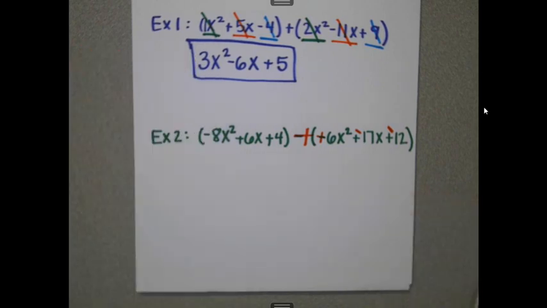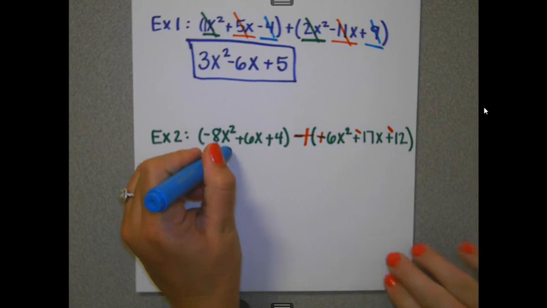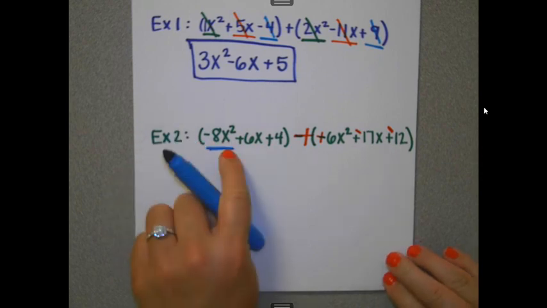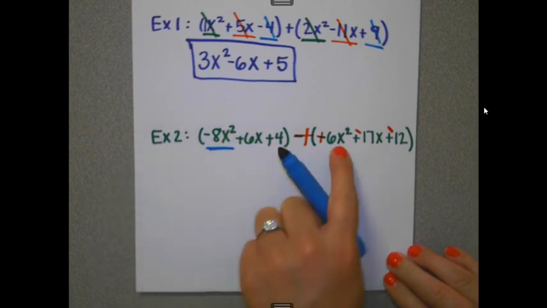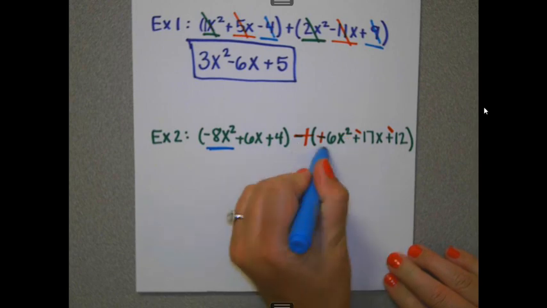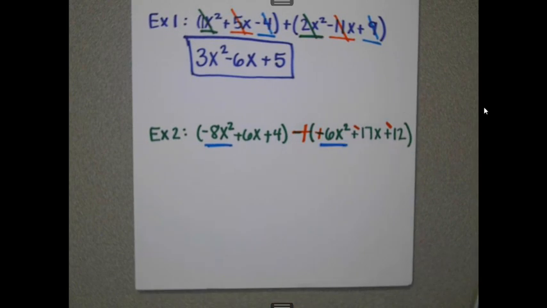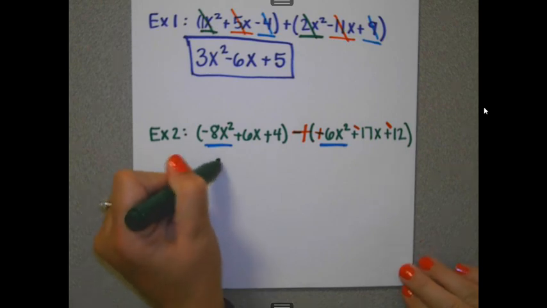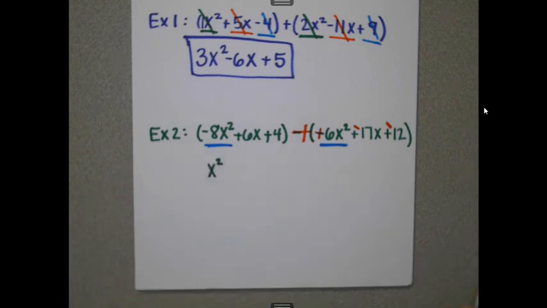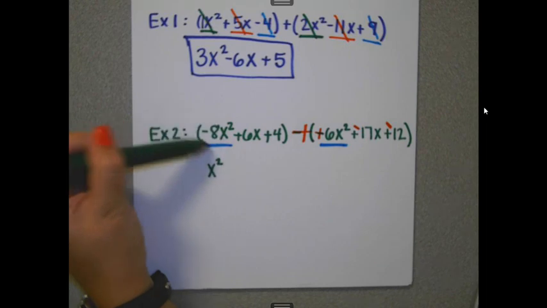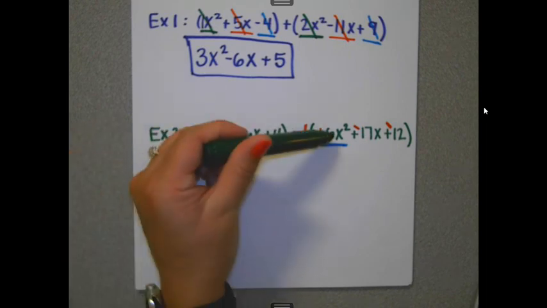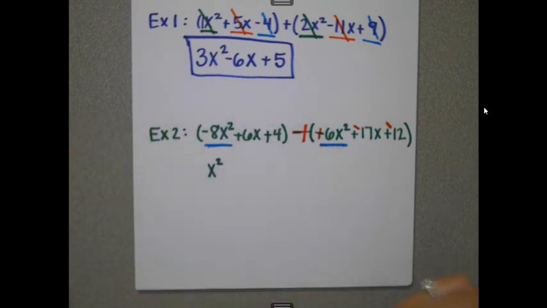Again, you're going to look at those like terms. I see an x squared here, and I see an x squared here, so I know that these are like terms. Remember, we keep our variable and our exponent the same, and we combine our coefficients. In this case, we're combining negative 8 plus a positive 6. So negative 8 plus 6 gives me negative 2.